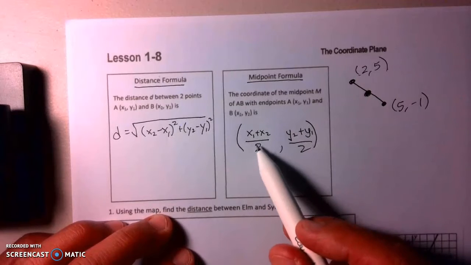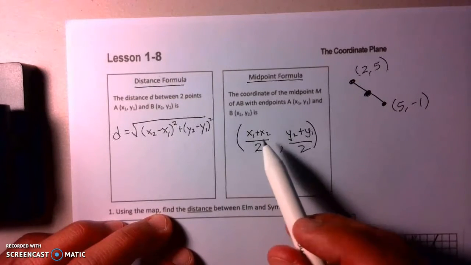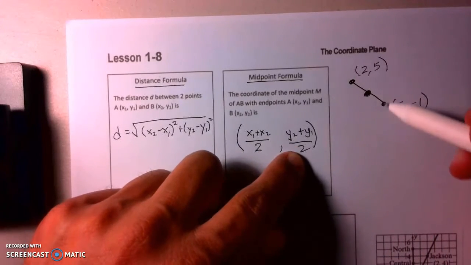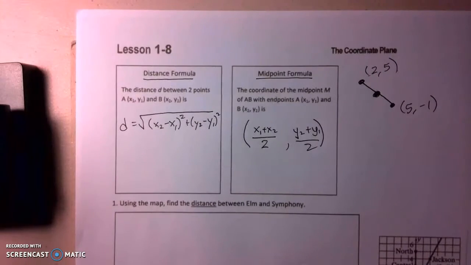Whenever you add 2 numbers and divide by 2, that's kind of like figuring out the average. So this is figuring out the average left to right, and when you add the y's and divide by 2, it figures out the average going up and down, and that's where you get the midpoint. Of course, average means midpoint.